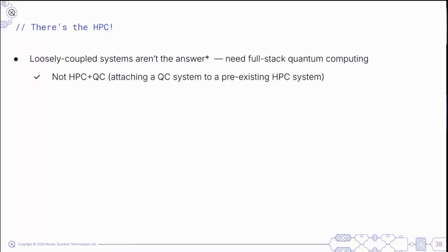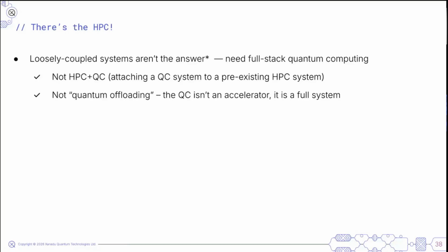The idea of attaching a QC to an HPC system, we don't really think is the way to do this. We think that everything has to be built with interoperability and workloads in mind before one starts designing APIs. So quantum offloading isn't really it. It's not an accelerator. It's a full system. And this is the main takeaway here: we don't see it as a device to execute things that are part of another program. It is executing the full program itself.